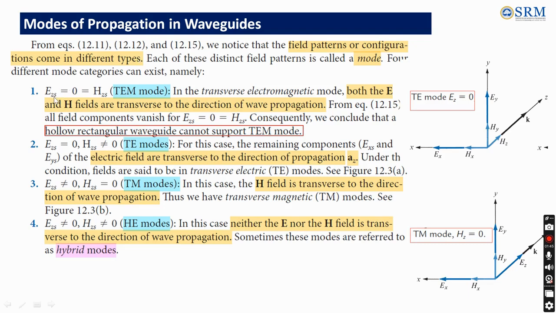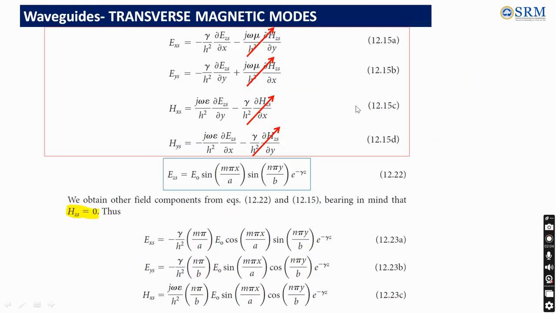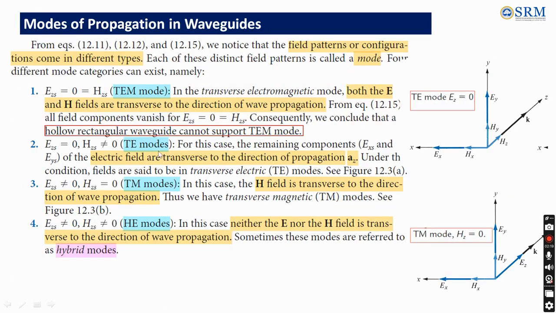In that case, the electric field and magnetic field components along the wave direction are zero in TEM mode. If we substitute Ez and Hz as zero, all the terms vanish in equation 12.15 that we can see in this slide, because all the components Ex, Ey, Hx, Hy are dependent on Ez and Hz. If both are zero, all the field components are going to be zero, and that won't exist in a rectangular waveguide. So a rectangular waveguide cannot support TEM mode.